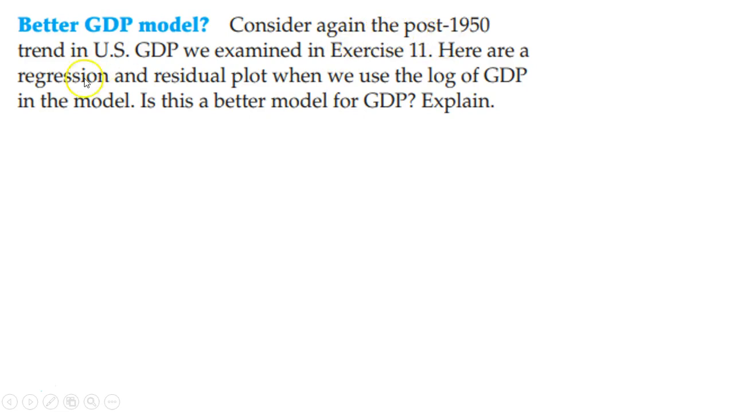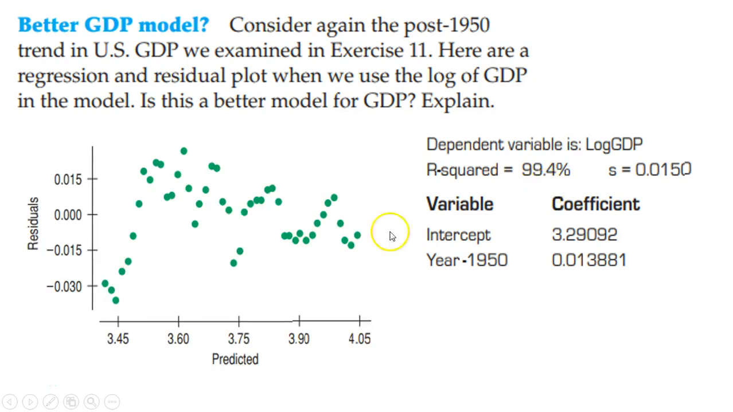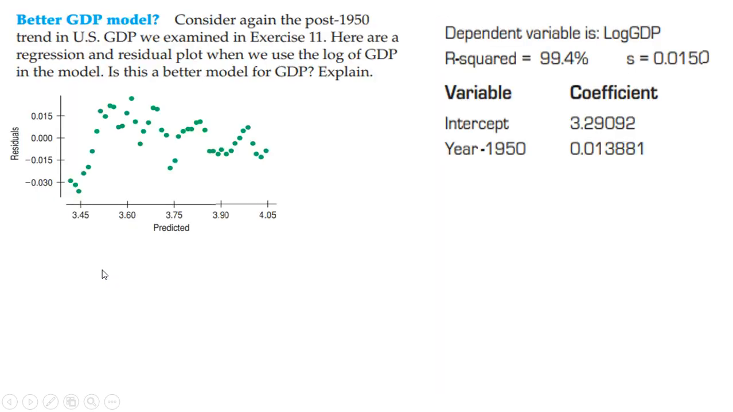So consider again, right, we examined exercise 11. Here are a regression and residual plot when we use the log. So now they're saying, you know what, if I did log of it, look, that's 99.4. And when I logged it, and I looked at the residuals, it's kind of looking like maybe it fanned out. Is it better? Personally, I think it's better, but is it the one I want to use? That I don't know, right?